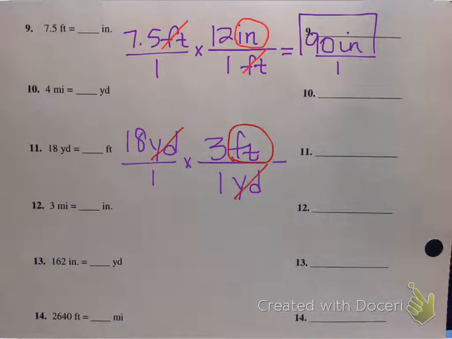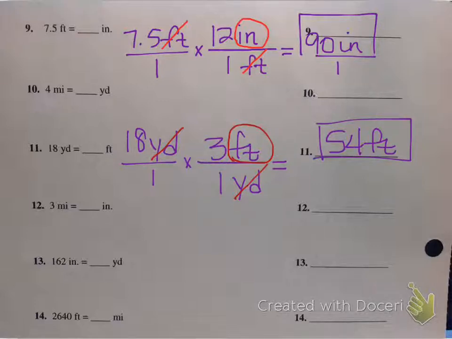Now I do the math, multiply across. 18 times 3 is going to be 54, and I have feet, and my denominator is 1 times 1, which is just 1, so I'm just going to leave it at 54 feet.